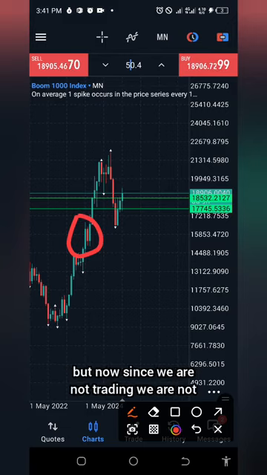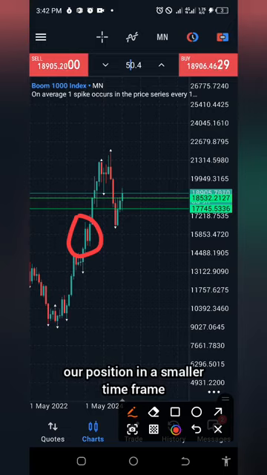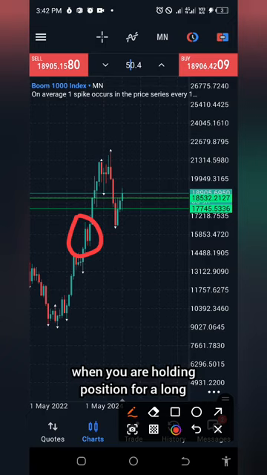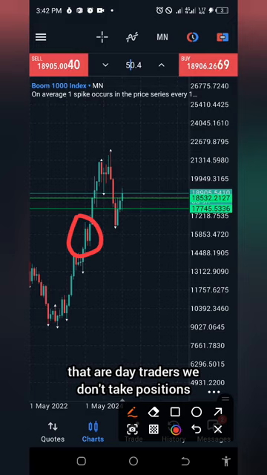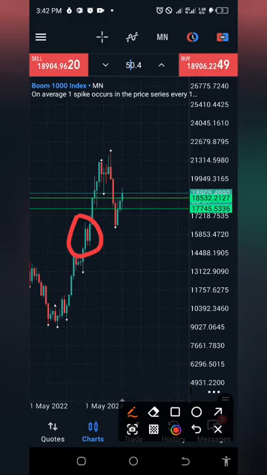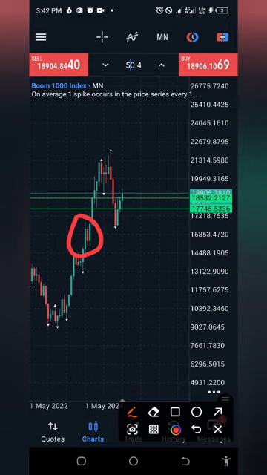But now, since we are not holding positions for months, we are holding positions for just a day, we have to find our position in a smaller time frame. When you're holding a position for a long time, let's say for months or years, you can take your trades from monthly time frames. But we that are day traders don't take positions from monthly time frames. So we look to the lower time frames and take our entry.